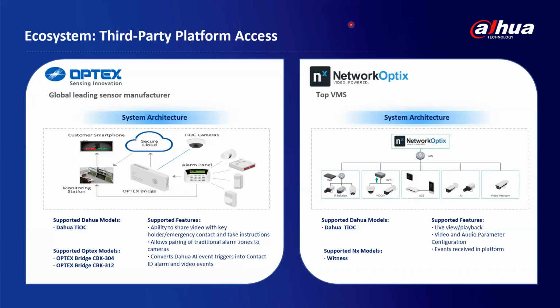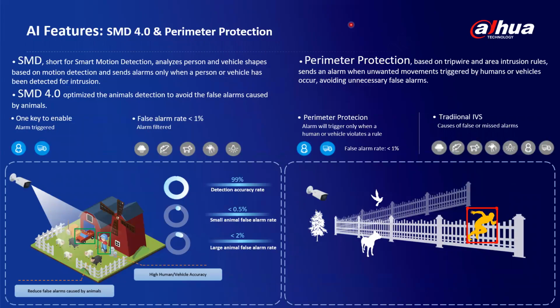Okay. So we have AI features such as the Smart Motion Detection 4.0 and the perimeter protection. In this case, we all know what SMD is. If the term is not familiar to you, it's basically a short form for Smart Motion Detection. That function basically analyzes the person and vehicle shapes based on motion detection and sends alarms when a person or a vehicle has been detected for intrusion.